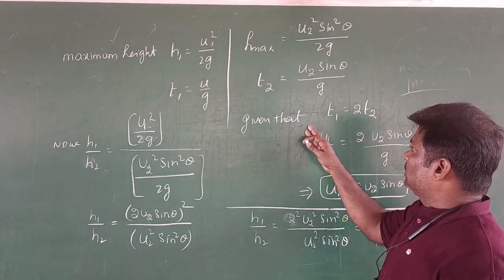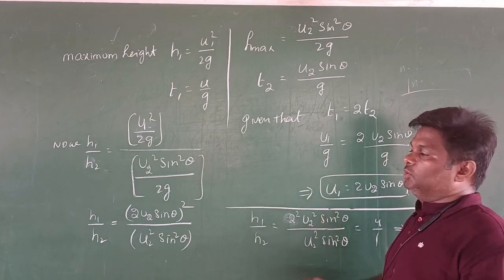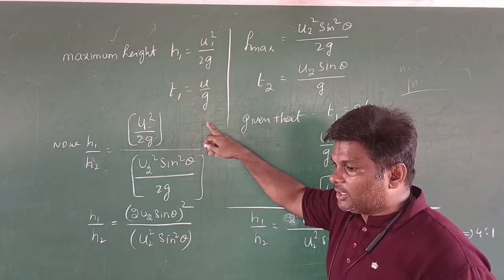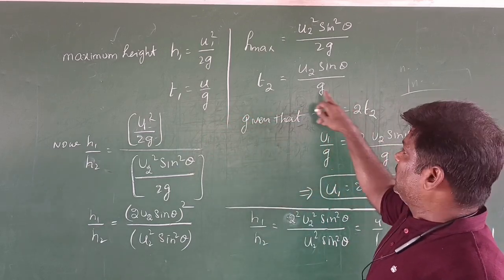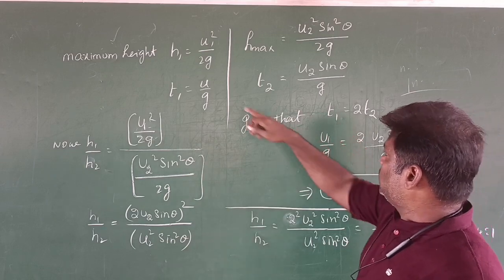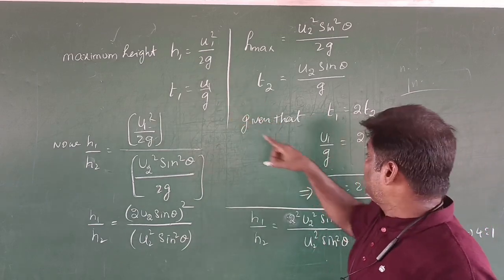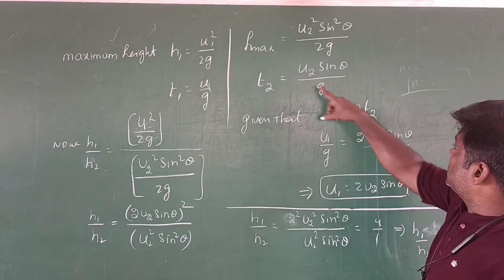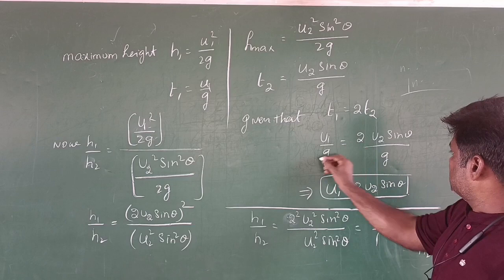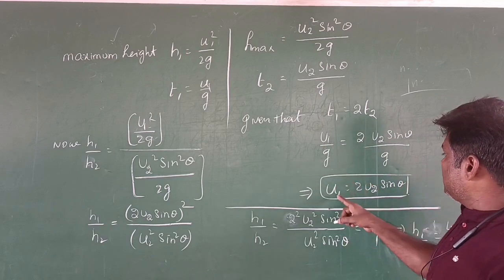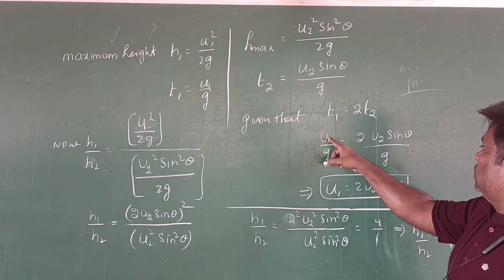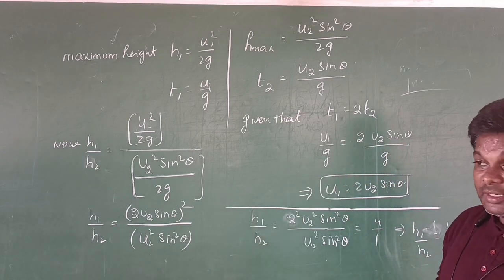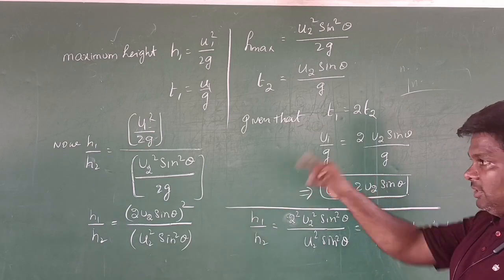What is given to you? He has given a clue: T1 is equal to 2T2. T1 belongs to the first body, T2 belongs to the second body. Just substitute the values. T1 is equal to U1 by G, since it is the first body, and that is equal to 2 into U2 sin theta by G, as T2 is U2 sin theta by G. From this, G will get cancelled. Then U1 is equal to 2U2 sin theta. This is your hint. You can use this in our next step.